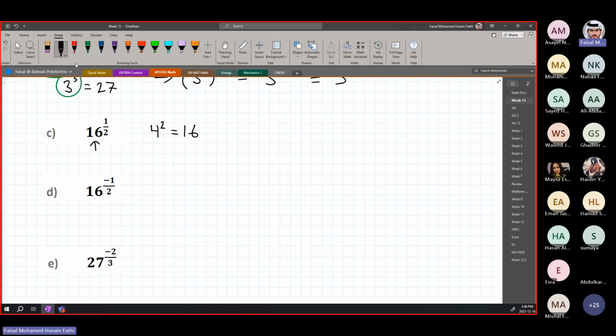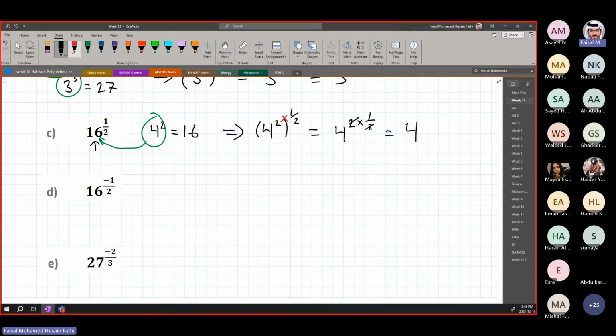Okay? You know that 4 squared, 4 times 4, is equal to 16. So we can say that this is 4 squared to the power of half. What did we do? We just substituted the 4 squared instead of 16. So because this is squared and half times, we multiply them with each other. 4 squared times half, this cancels with this. It's equal to 4.